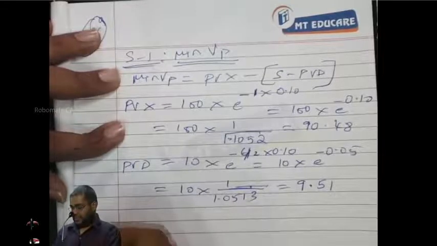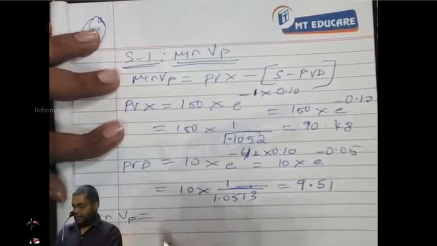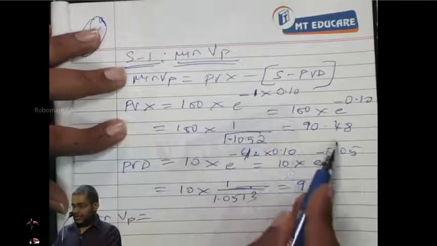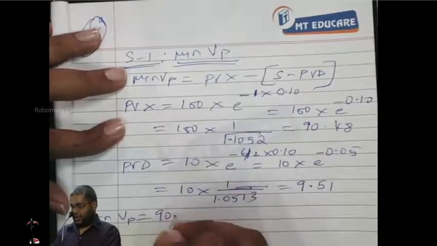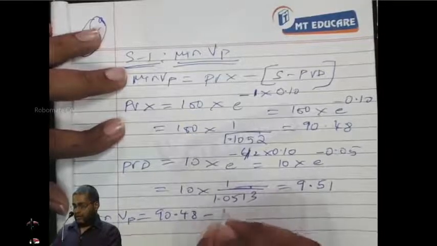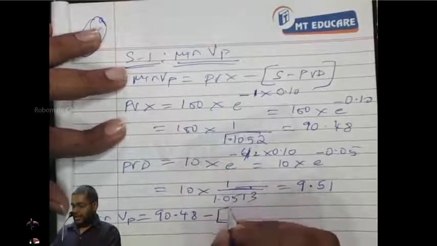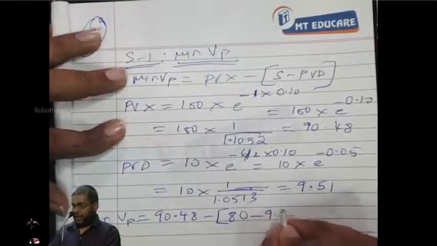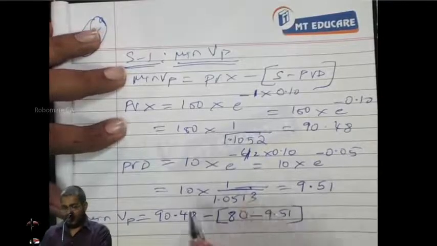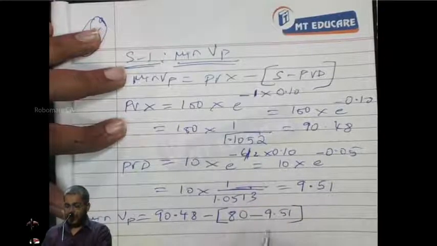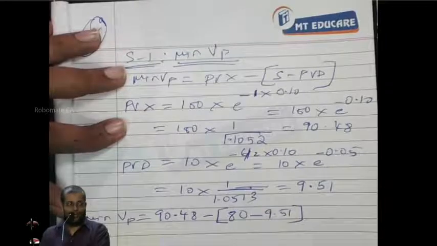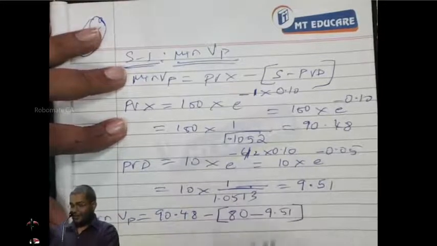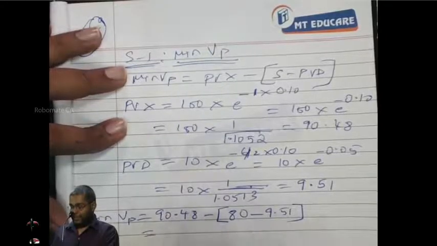Last, minimum value of put is equal to present value of strike price, 90.48, minus spot price 80, minus 9.51. So 90.48 minus 80 minus 9.51. What is the number here?